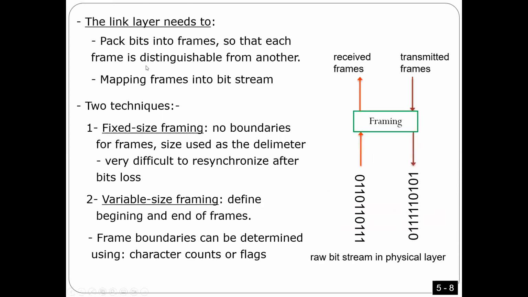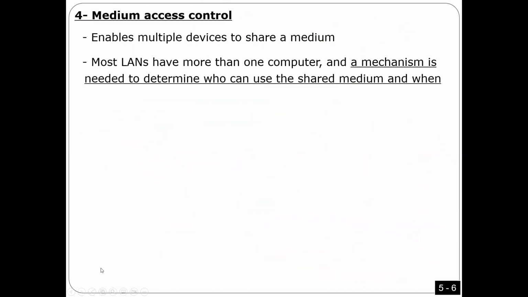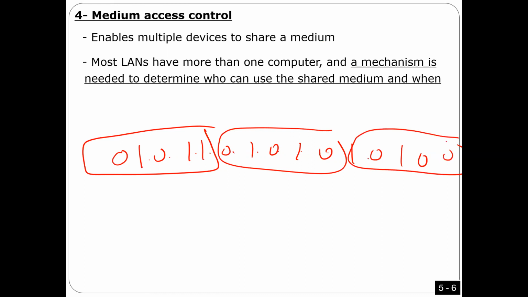The first naive idea: this link layer has to pack the bits into frames, and there should be a way to distinguish the different frames. Number one, let's start with the very naive way: fixed size framing. After you receive the stream of bits, for example 1 0 1 1 1 0, I'm going to say every 5 bits is 1 frame. Very easy. So all I'm going to do is 1 2 3 4 5, frame. 1 2 3 4 5, frame. And that's it. You understand what I'm saying? You can do it this way, but this is a very naive idea.